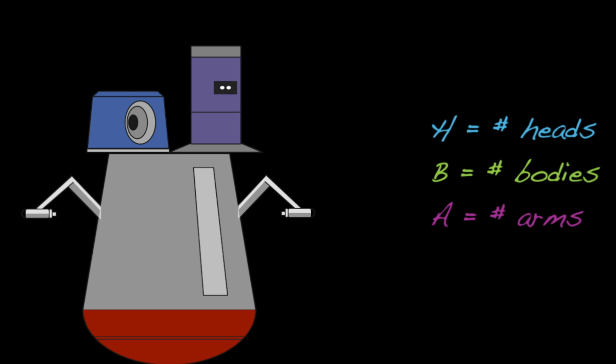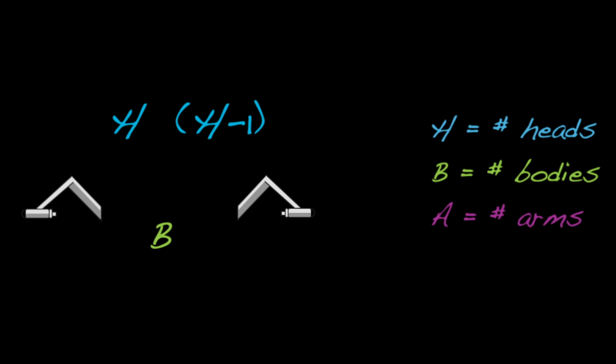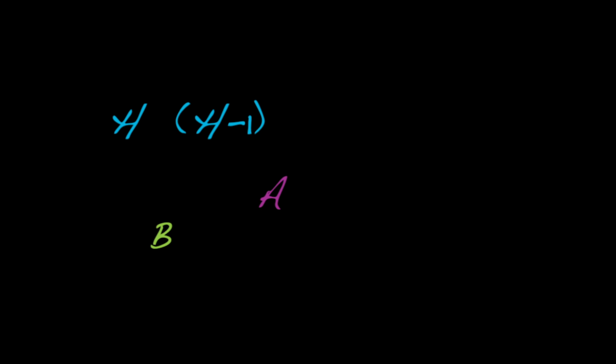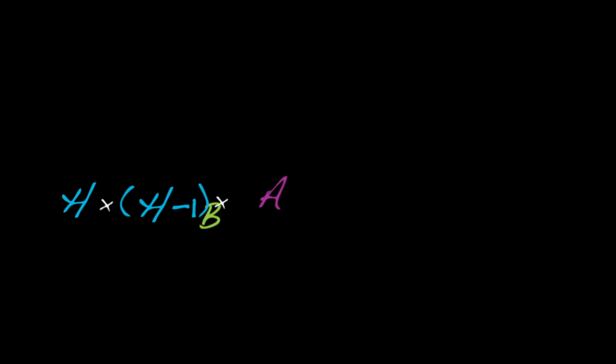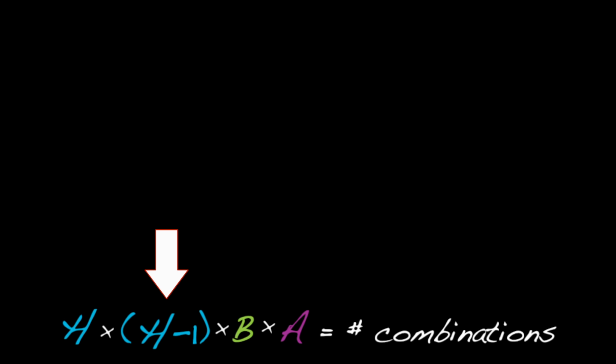Well, we have H choices for the first head, but since the second head has to be different, we only have H minus one choices for the second head. As before, we have B choices for bodies and A choices for arms, for a total of H times (H minus one) times B times A combinations. So it's all about multiplying together all the choices you have at each stage.